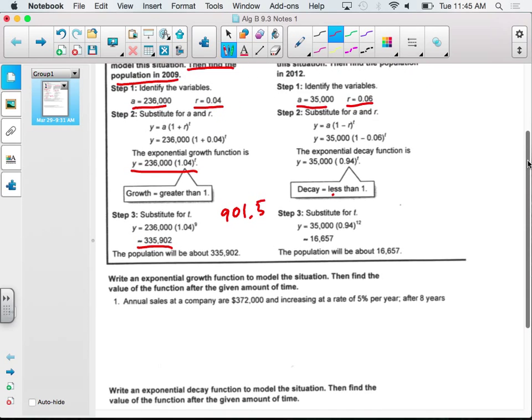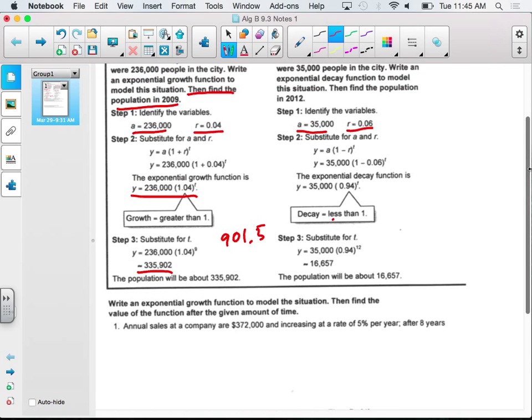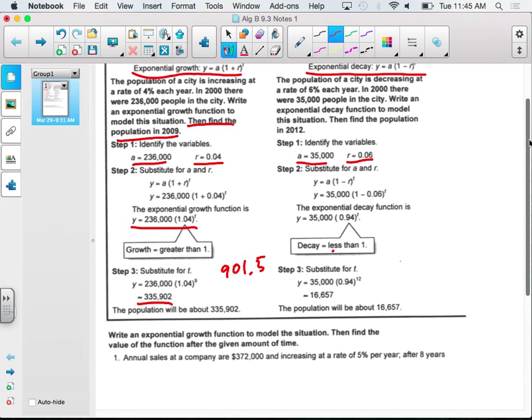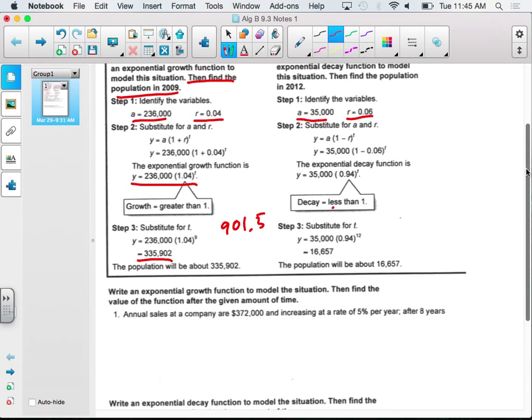So once we have that all figured out, we just substitute in our t value. And what is that going to be? The difference, like 2000 to 2012, that's 12. Right, so from 2000 to 2012, how many years is that? 12 years, so that's what we plug in for t. So if you work that out in your calculator, you don't have to right now, but our answer is going to be 16,657.